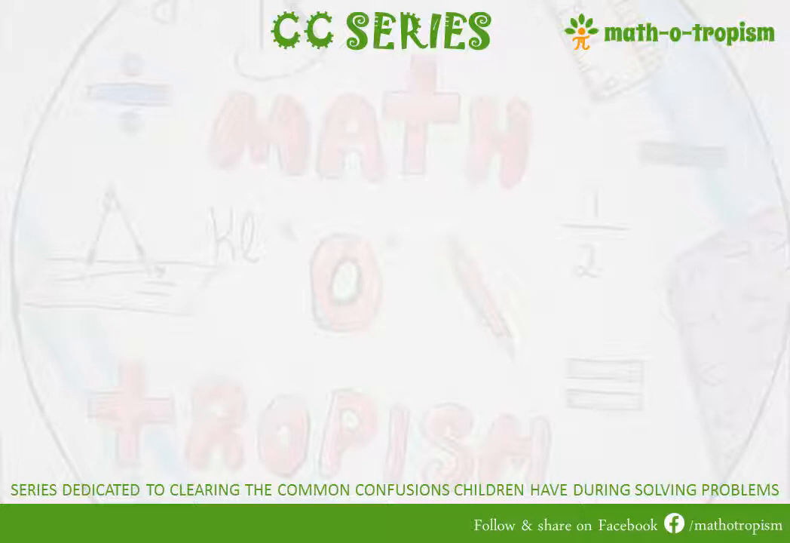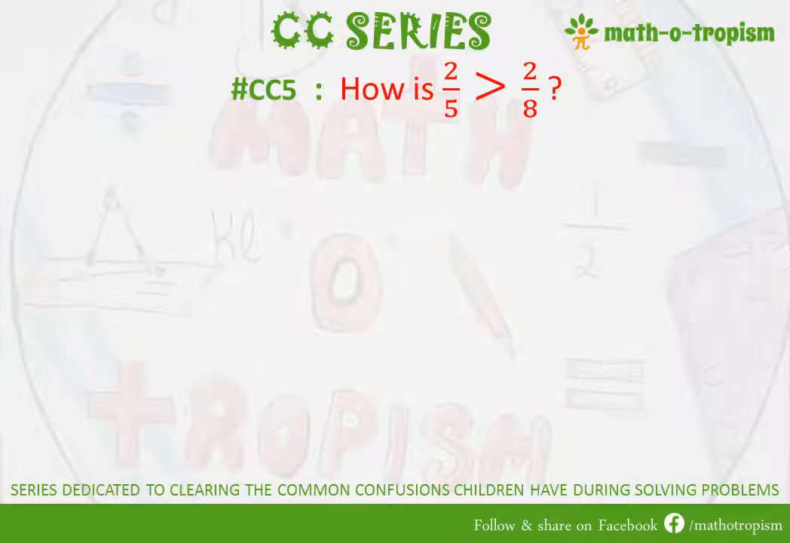So today's problem which we are going to address is, how is 2 by 5 greater than 2 by 8? Generally, if they give fractions like this, we will be thinking that 2 by 8 will be greater. But I will now tell you how we are arriving at 2 by 5 greater than 2 by 8.